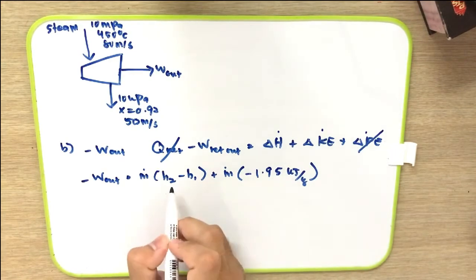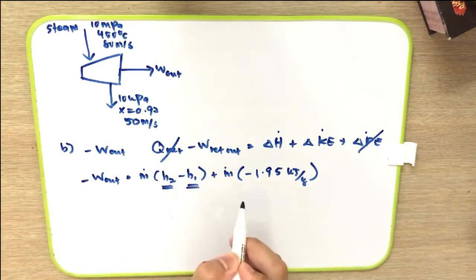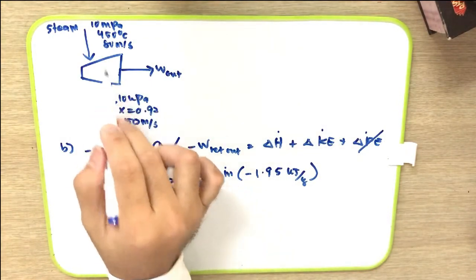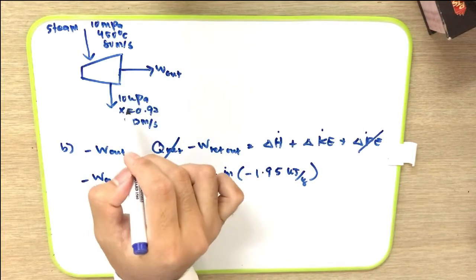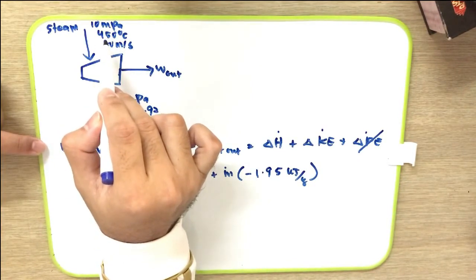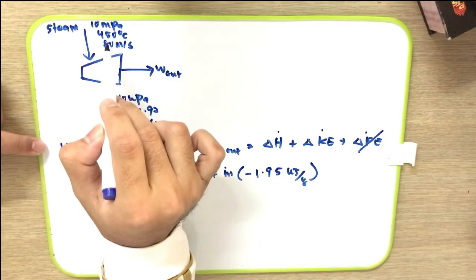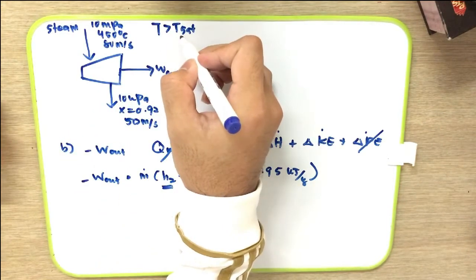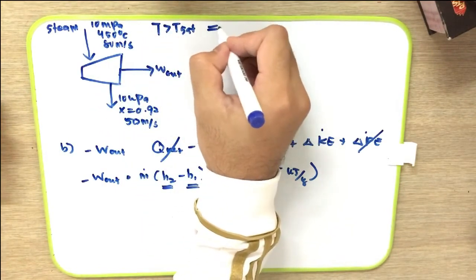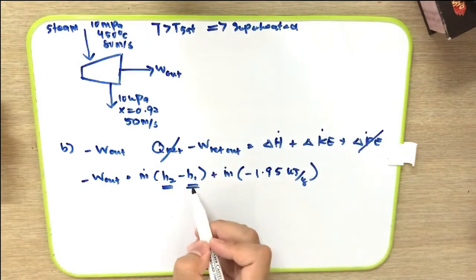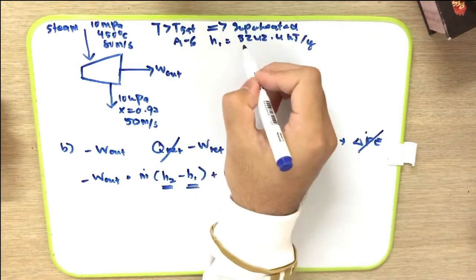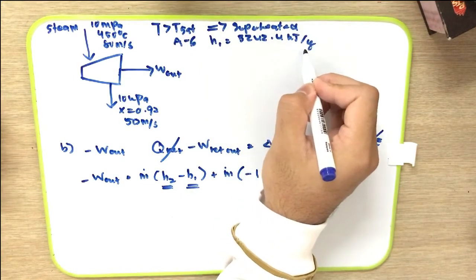So now we have to find the H2 and also the H1. If we look at this diagram, we need to first find the phase for each state, state 1 and also state 2. For state 1, according to the pressure 10 megapascal and temperature 450 degrees C, T is higher than T saturated at 10 megapascal. It means that at state 1, the phase is superheated. So in order to find the H1, we can use table A6. H1 is 3242.4 kJ per kg.